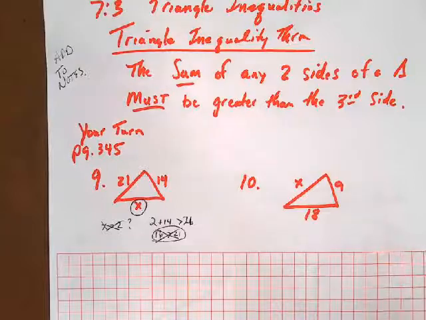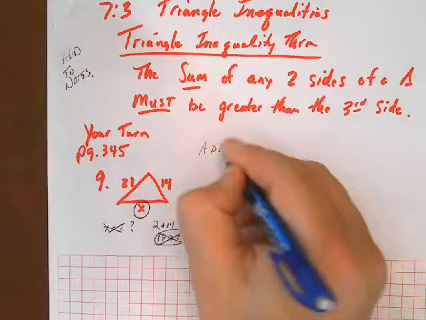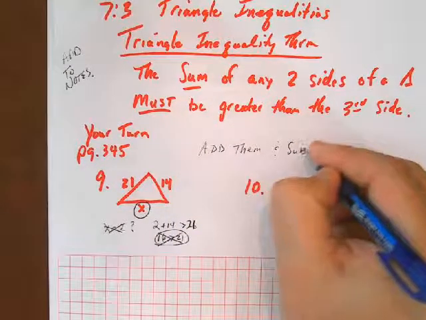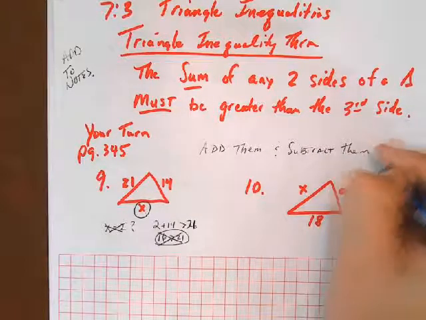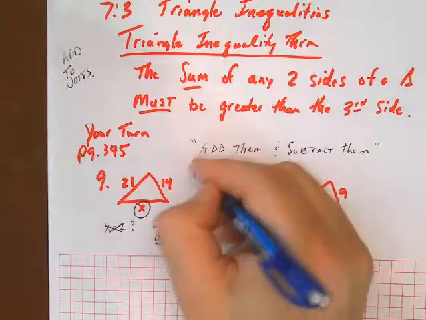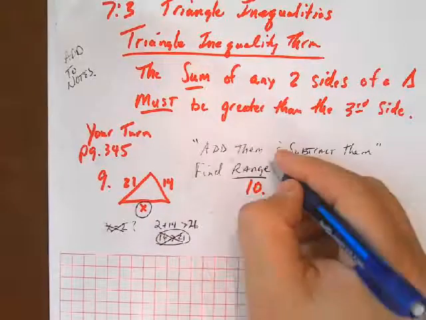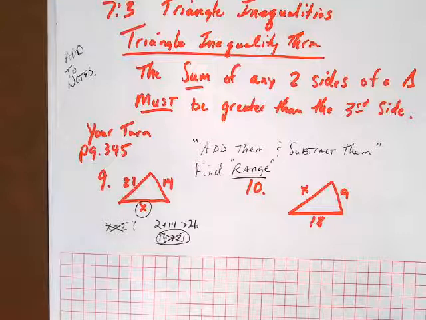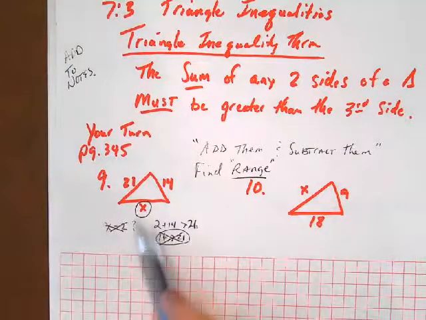So here's a little shortcut or way to look at it. Add them and subtract them. This will find the range. Now, range is kind of an interesting word, but mathematically, back in 4th or 5th grade, we found the range, and the range is the distance between two numbers. So if I want to find the range of possibilities, what can x equal?